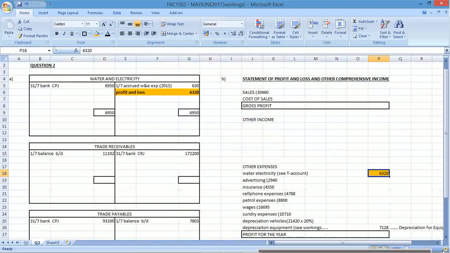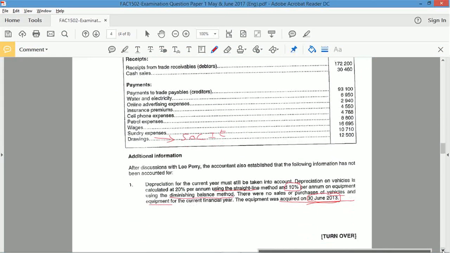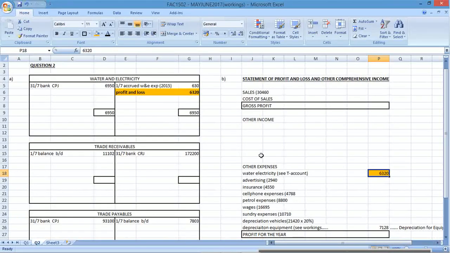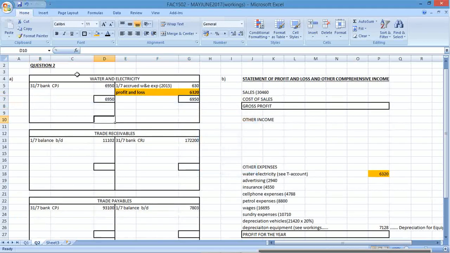Receipts from debtors, we recorded that, right? Yes, I did. Payments, we recorded that. That's also fine. And then the additional information, that's it. Yeah, okay, so that's it. Let's just summarize those bits and pieces there. So let's delete this bit. Okay, so we've closed that account off.